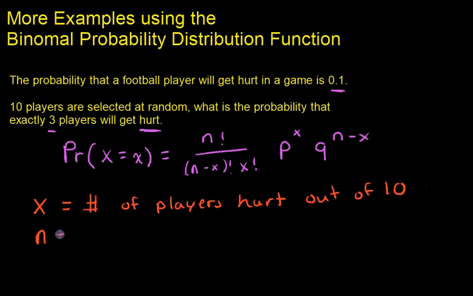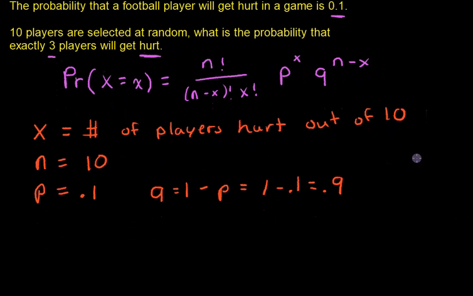n, the sample size, is 10, since 10 players were selected. And p, the probability of success, or in our case the probability of getting hurt, is 0.1. Then we also need q. Remember, q is 1 minus p, so that is 1 minus 0.1, which is 0.9. Now let's plug things in and calculate this probability.